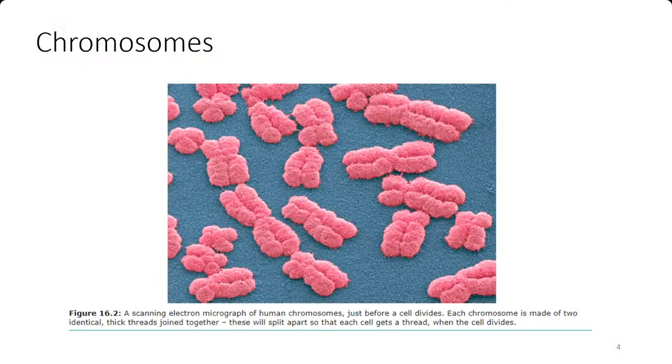Then moving on to chromosomes. It says a scanning electron micrograph of human chromosomes just before a cell divides. Each chromosome is made up of two identical thick threads joined together. These will split apart so that each cell gets a thread when the cell divides. Now, when we talk about cell division, this is what we know as nuclear division.